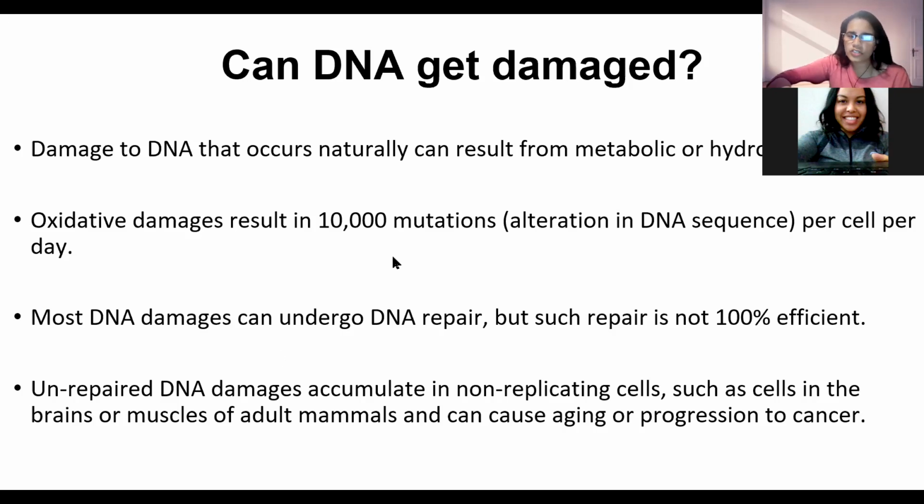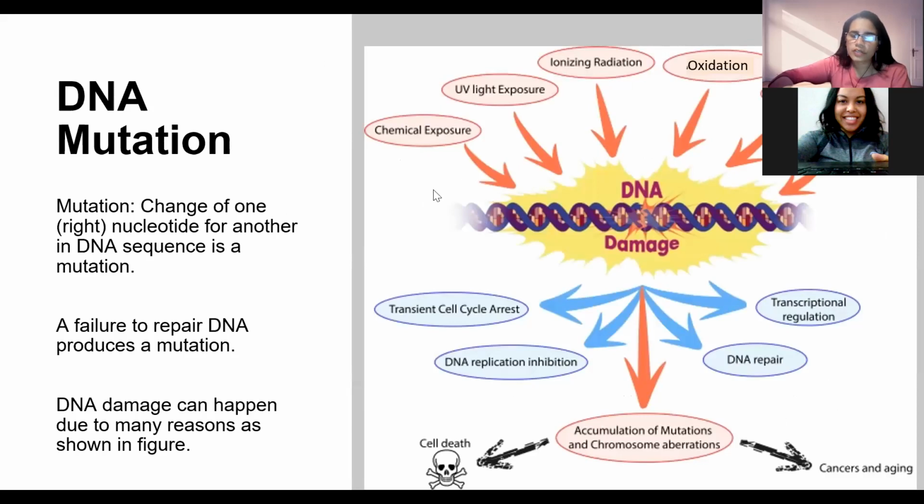So if there is damage, first of all, there is lots of damage happening every day. However, our body has a very nice DNA repair machinery, and it can definitely do a lot of repair, but not 100% of the time. And when there is unrepaired DNA damage, it can cause aging, it can cause a number of different diseases. So that is the remaining part of the discussion. So how can this mutation happen? It can happen due to so many different reasons: because of chemicals, because of radiation, because of UV, because of oxidation, or any kind of errors in the cell. All of those can lead to these different errors.